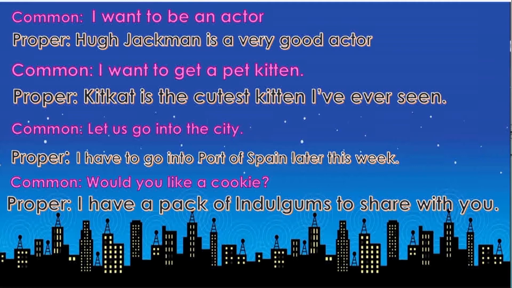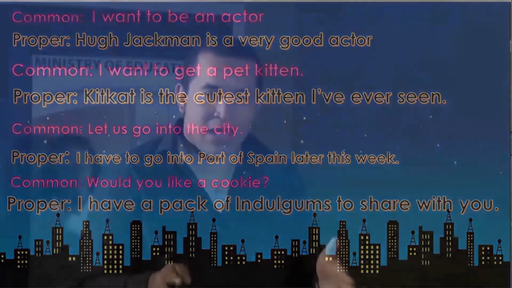Would you like a cookie? Maybe after I'm done recording. I have a pack of Indulgence to share with you. So good. So you're sharing with your friend an Indulgence there. Again, a specific type of cookie. So you have Indulgence, you have Oreos, things like that. One particular cookie. So you know if you want it or not. If you eat Indulgence, but you don't eat something like Oreos, a common noun wouldn't actually give you what you want to know.